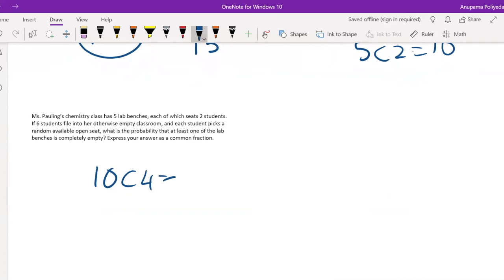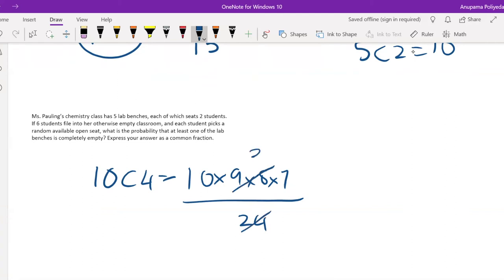420. 470. 420. It's 210 because it's 10 times 9 times 8 times 7 divided by 4 times 3 times 2 times 1, or 24. So you can cancel the 24 and the 72, but you get 3. So it's 10 times 3 times 7, or 210.